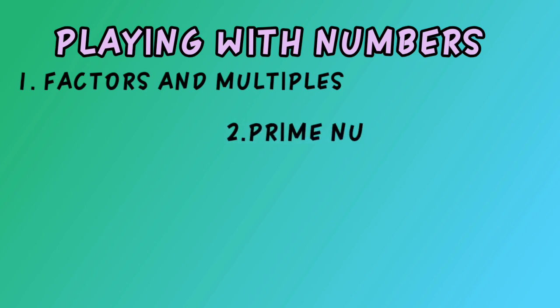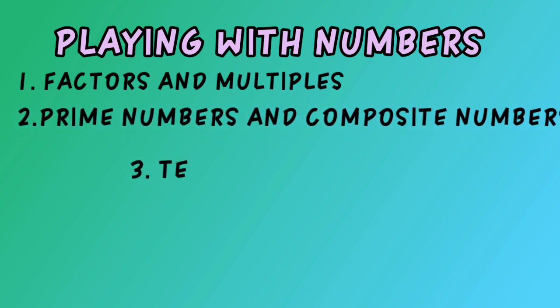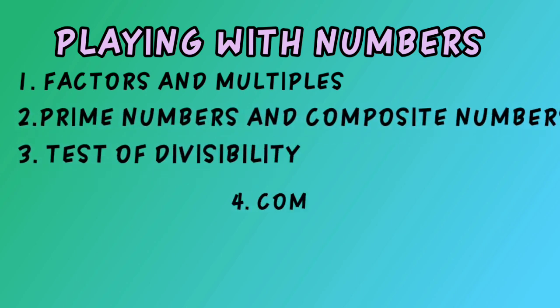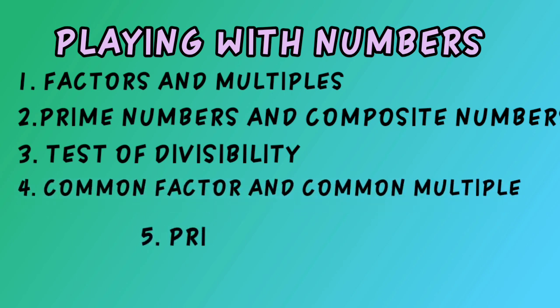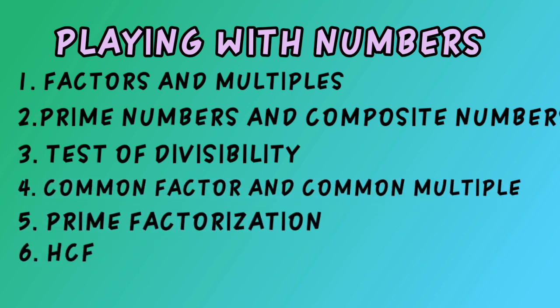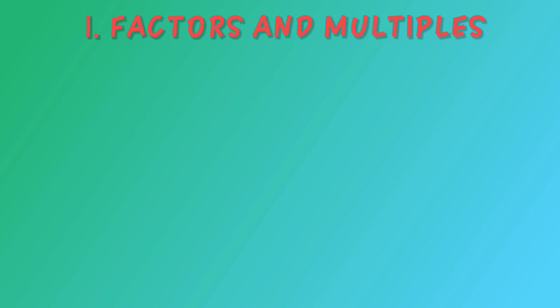Today I am going to teach you Playing with Numbers from NCERT Maths Book Chapter 3, Class 6. Coming to the topic, Playing with Numbers. In this chapter, we are going to learn about factors and multiples, prime number and composite number, test of divisibility, common factor and common multiple, prime factorization, HCF, which is highest common factor, and LCM, which is lowest common multiple. Our first topic is factors and multiples.